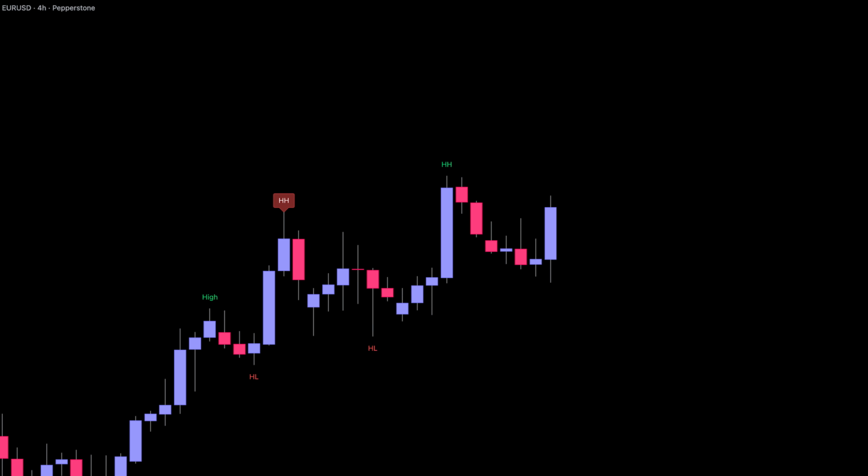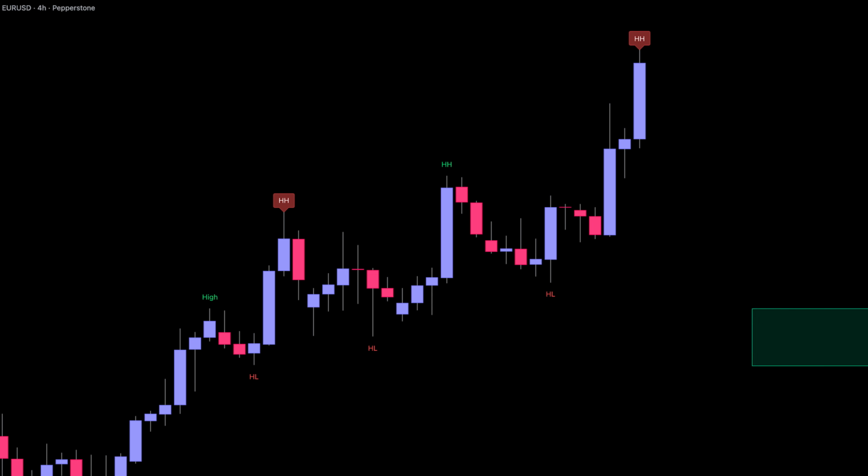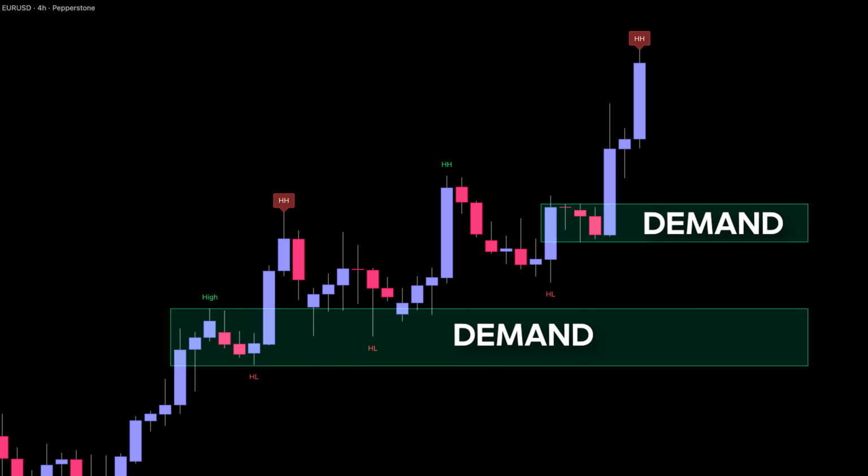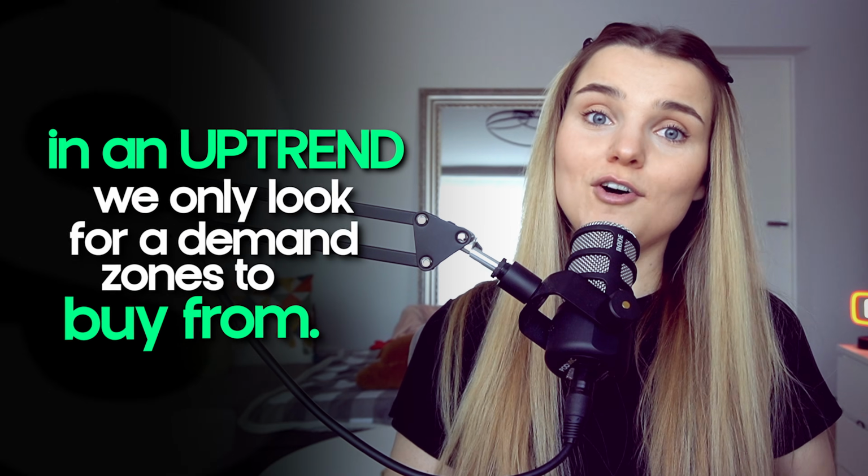And the exact same logic applies in an uptrend, which means if the market is trending higher and the structure is being broken to the upside with the higher highs and higher lows, then our only focus is on buying from the demand zones. We don't want to sell from supply zones in an uptrend because the price will continue pushing higher and take us out. So this is the rule that you have to follow no matter what.